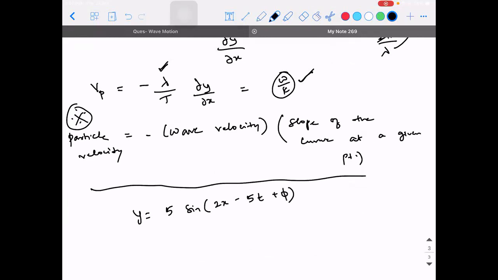What will you do? You will generally compare it with the standard wave equation. Then omega will be 5, k will be 2. What is your answer? Are you able to understand? Yes, sir. Okay. So generally, see here that since I dealt with the general variables, I got this big expression. But when they give you a problem, you will have numbers. So things will be simple.